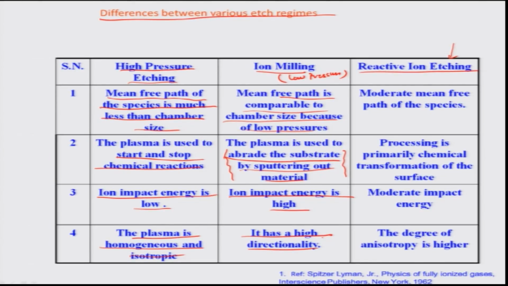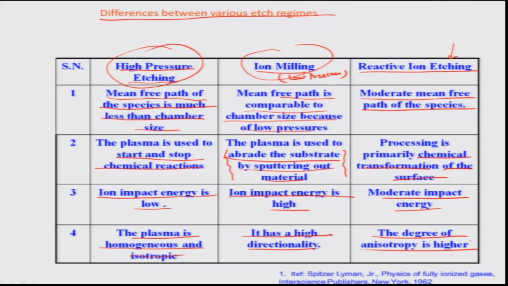When we talk about reactive ion etching, again it is a moderate mean free path, somewhere in between ion milling on one side and the high pressure etching regime on the other. The processing is primarily chemical transformation, but there is some bias which can direct the chemical transformation to take place in a certain direction. So you have moderate energy of impact, and a degree of anisotropy which is substantially higher in comparison to the isotropic high pressure etching regimes. That is how you classify the different plasma etching regimes.